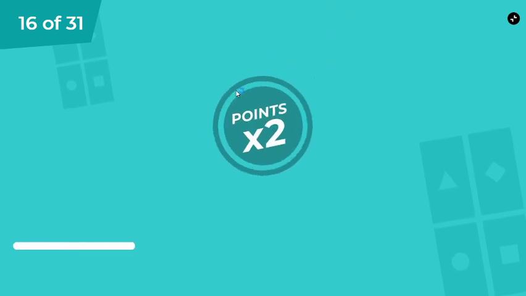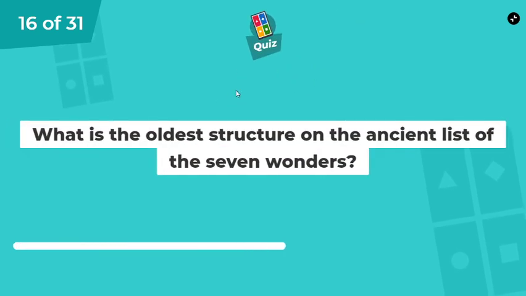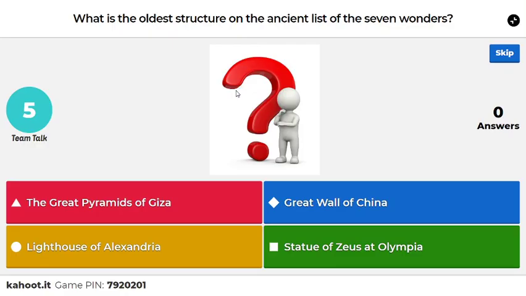Question number 16, 2000 points. What is the oldest structure on the ancient list of the seven wonders? Ancient means old. The Great Pyramids of Giza, Great Wall of China, Lighthouse of Alexandria, or Statue of Zeus at Olympia. Which one?